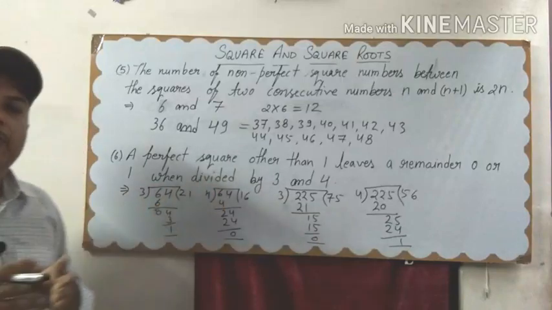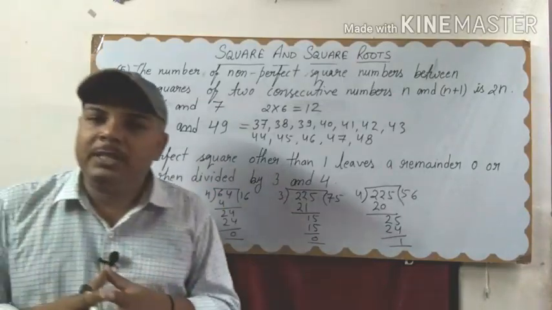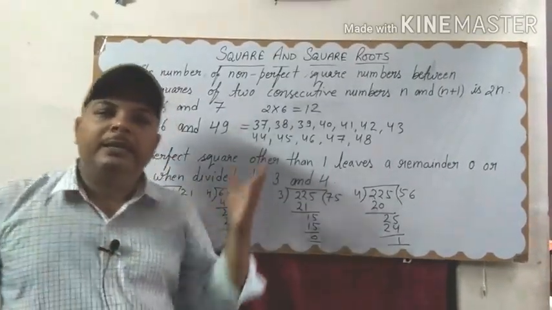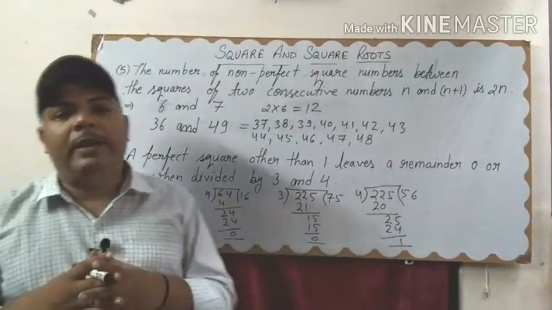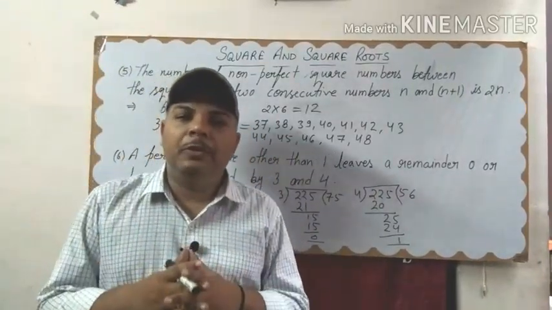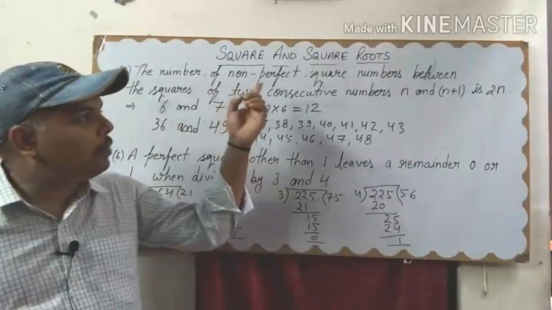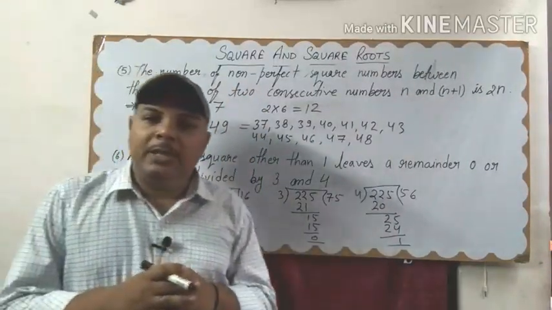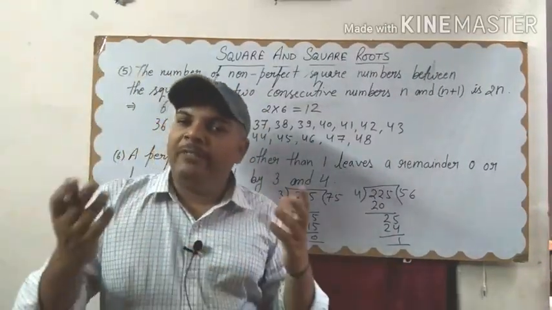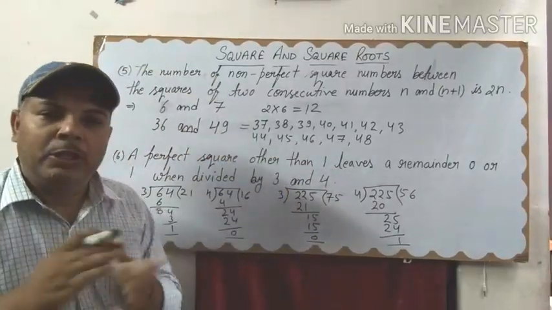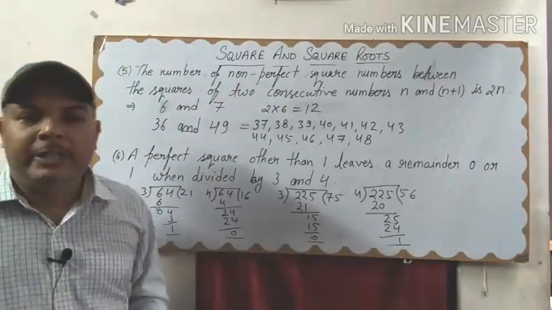Students, in this video you have studied square numbers, perfect square numbers and some important properties of squares. Clear? In the next video we will understand how we find square roots of given numbers. There are two methods, prime factorization method and division method. So in the next video we will talk about square roots.